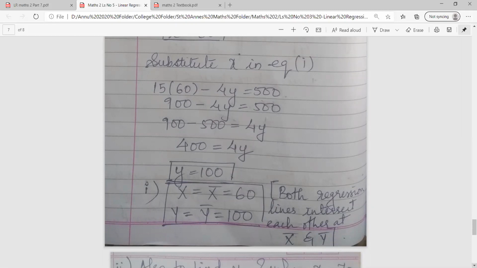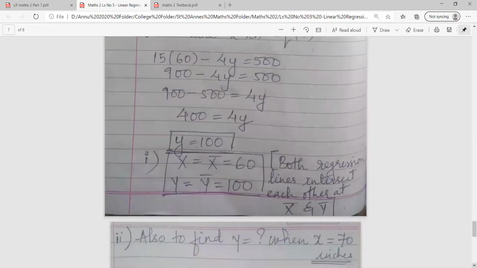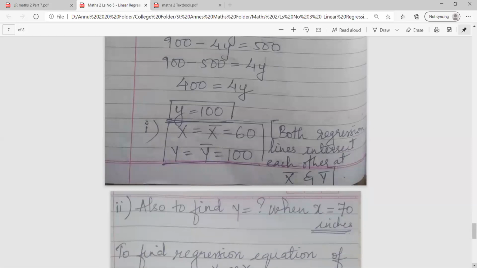So what can be your dialogue? x is equal to x bar is equal to 60 and y is equal to y bar is equal to 100. And what will be the explanation? Both regression lines intersect each other at x bar and y bar. Now class, they have also told us to find the value of y when x is equal to 70 inches.